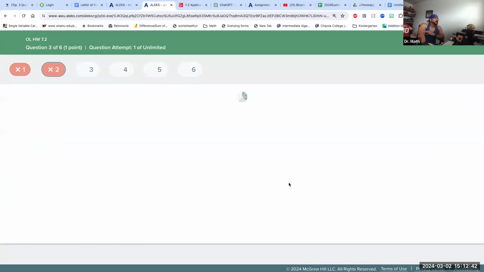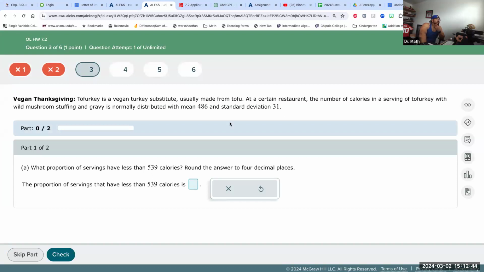Number 3 here. Okay. So now for all you vegans out there, I went vegan for, how long ago? I think it was for a couple hours. It was pretty good.